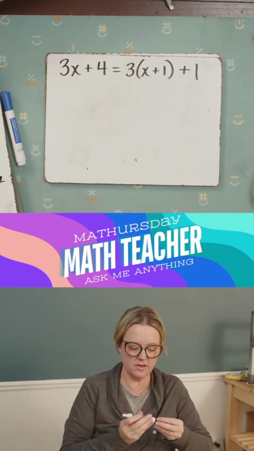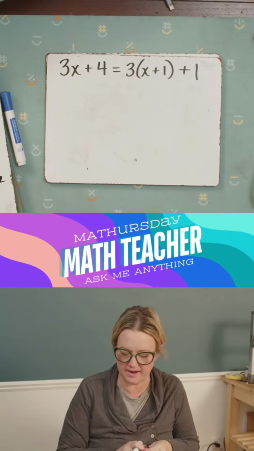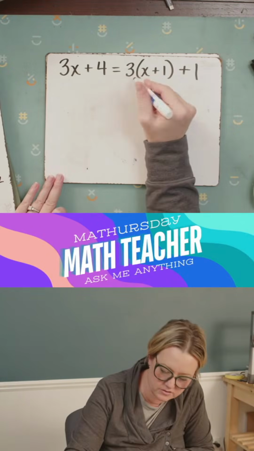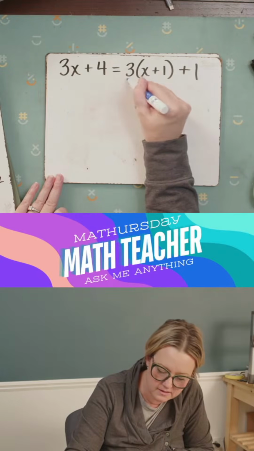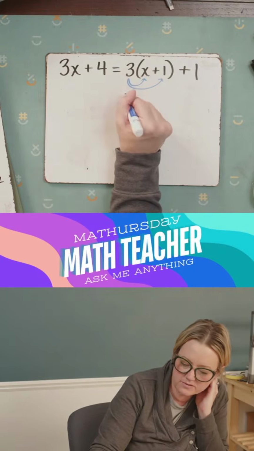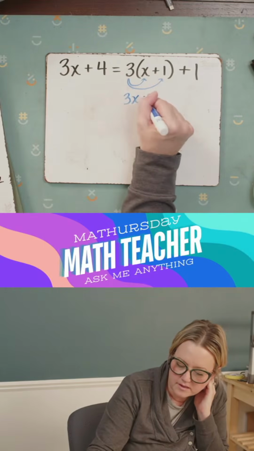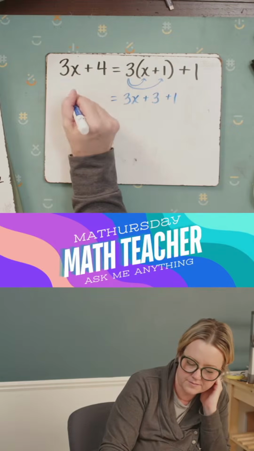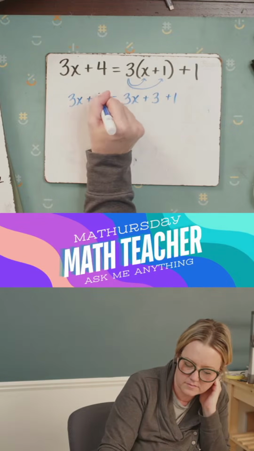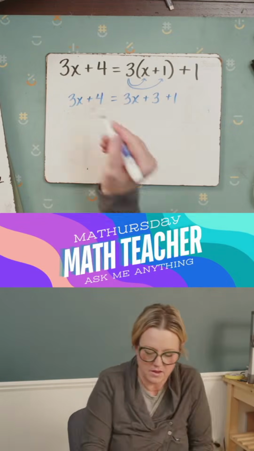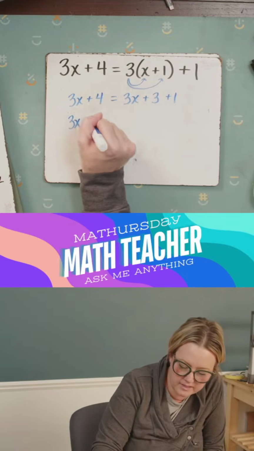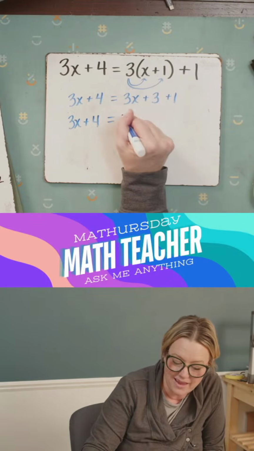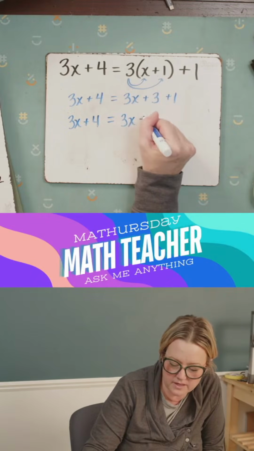All right, so look at this one. So 3x plus 4 is fine. All right, but over on the other side, I need to distribute this. So that gives me 3x plus 3 plus 1. Okay, so now I've got 3x plus 4 equals, I can combine the 3 and the 1, it equals 3x plus 4.